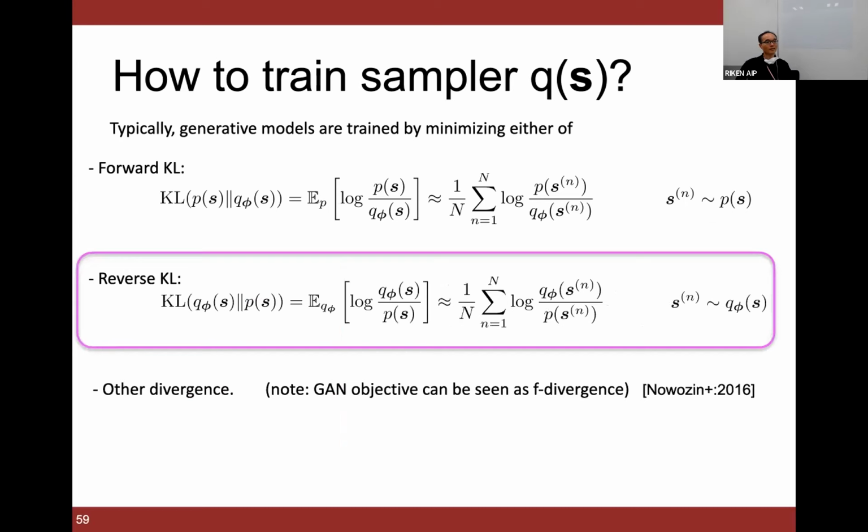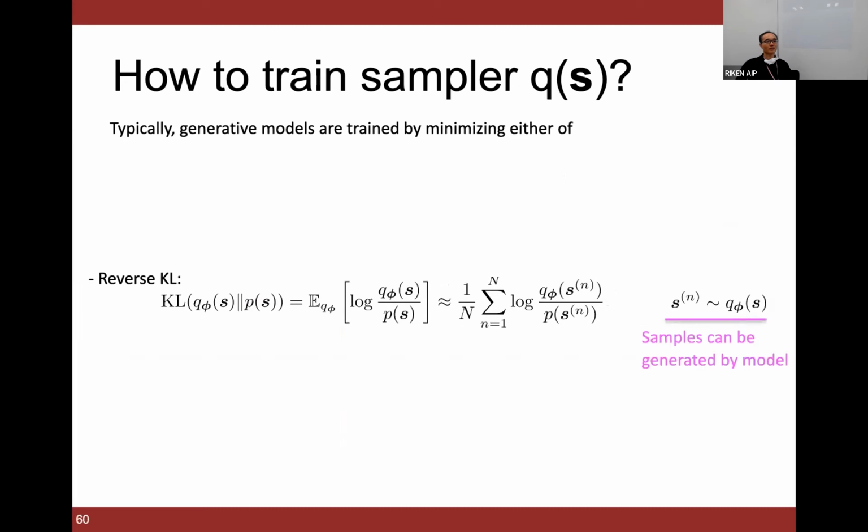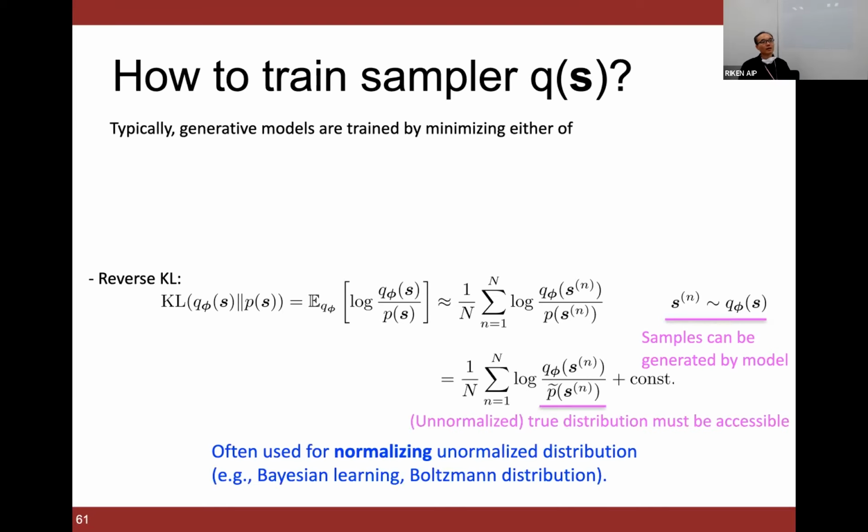On the other hand, reverse KL is also popular under some situations. The goodness of reverse KL is that we can sample from the model. As long as we use an efficient generative model, which allows efficient sampling, it's very handy to use. This method is typically used when we are not given samples from the true distribution, but the unnormalized true distribution. This is typical in Bayesian learning, and also in our application with Boltzmann distribution. So we are given an unnormalized target distribution, so actually using reverse KL is very convenient.